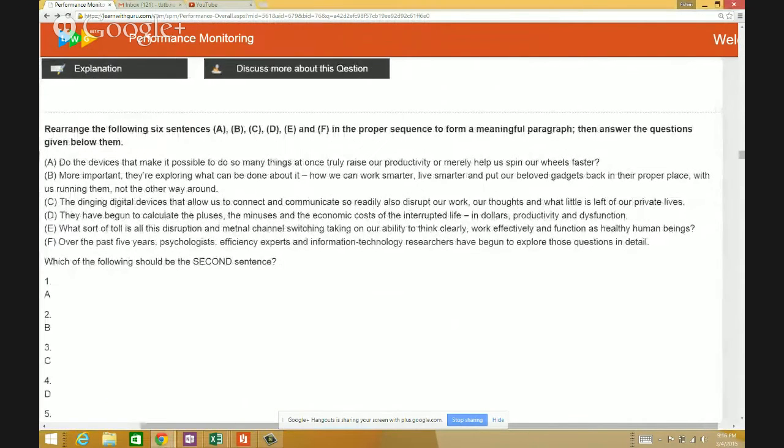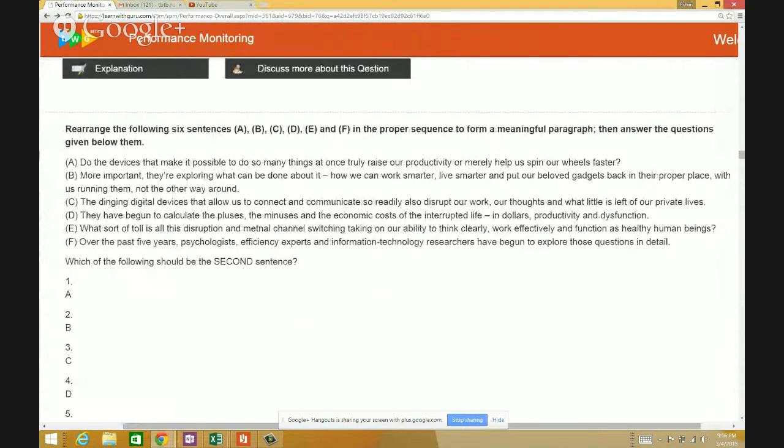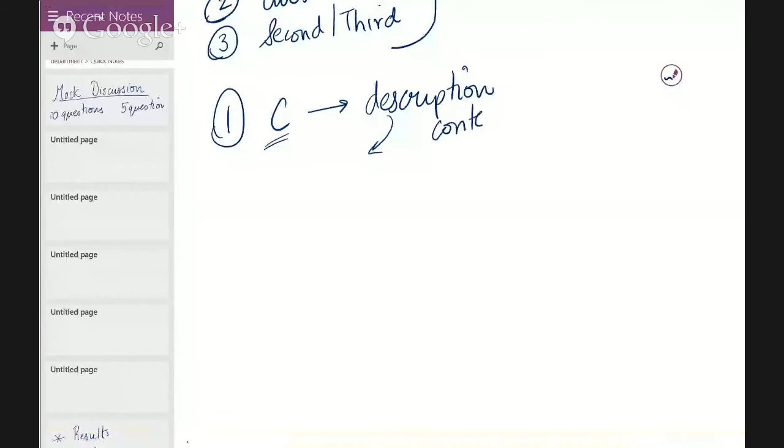So it's talking about an explanation of digital devices in a negative way. It's talking about one of the cons. It disrupts our work, our thoughts. This will be a reinforcement. If you notice carefully, where do you have a reinforcement? Do these devices make it possible to raise our productivity? Yes, this is a reinforcement, but the reinforcement should be on the disruption of our work, our thoughts, and what is little left. The reinforcement must be on the content provided.